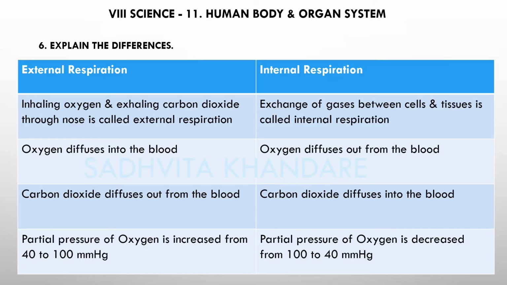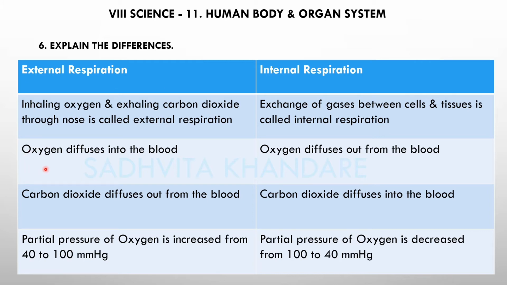Next one, external respiration and internal respiration. Inhaling oxygen and exhaling carbon dioxide through the nose is called external respiration. This activity takes place through the nose, children. Exchange of gases between cells and tissues is called internal respiration, which takes place inside the cells and tissues, children, inside the body.